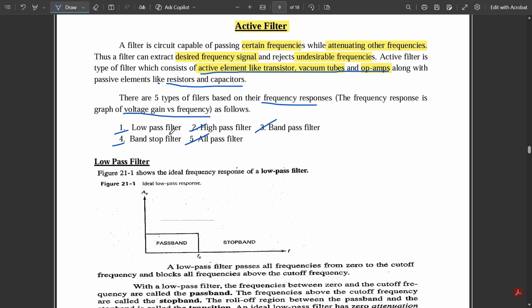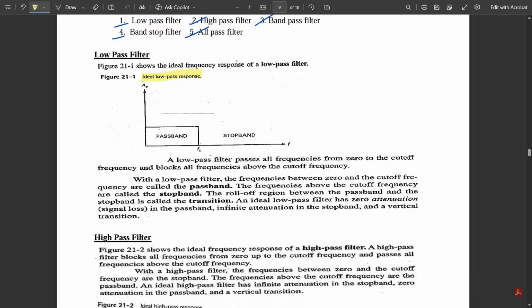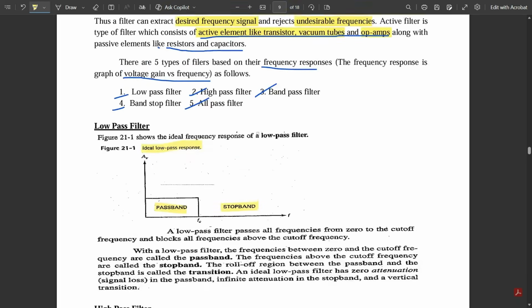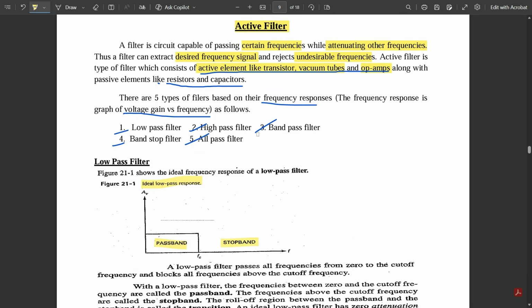In the low pass filter we look at the ideal low pass response, which is necessary to check the frequency response between voltage gain and frequency. Here we have two categories, as you see. One is the pass band and the other is the stop band. Pass band and stop band are the basic categories which determine which frequencies are sent through and which are not.